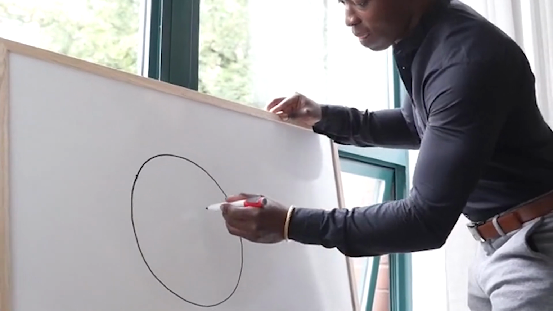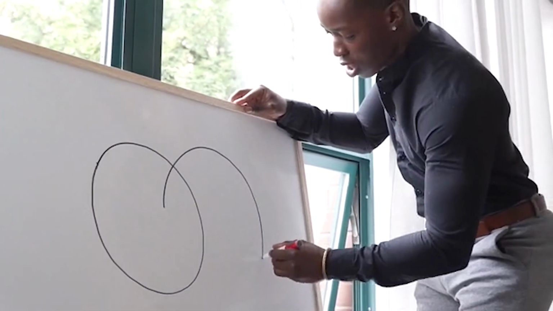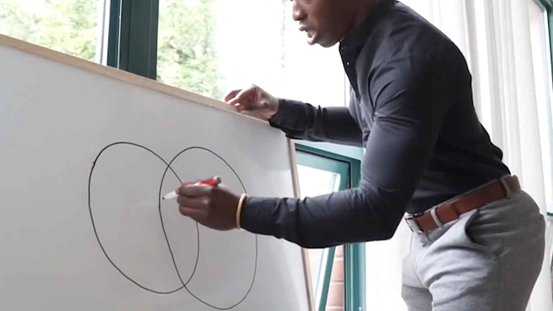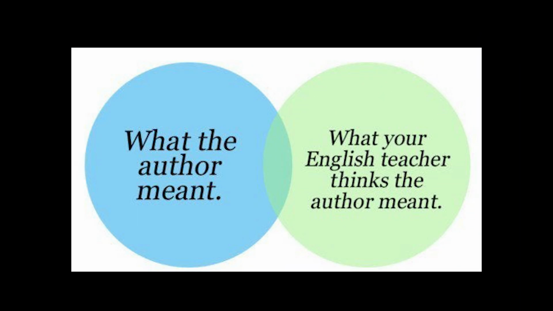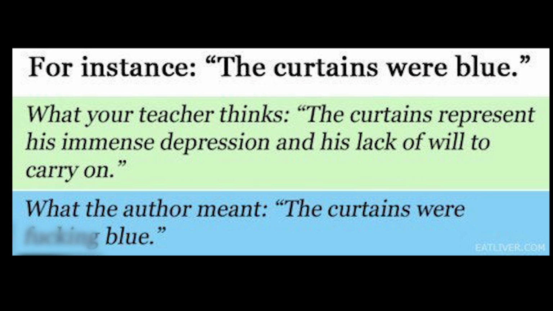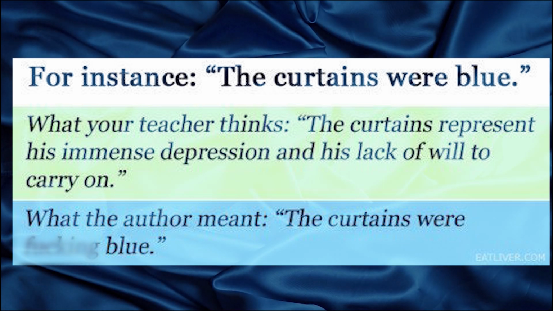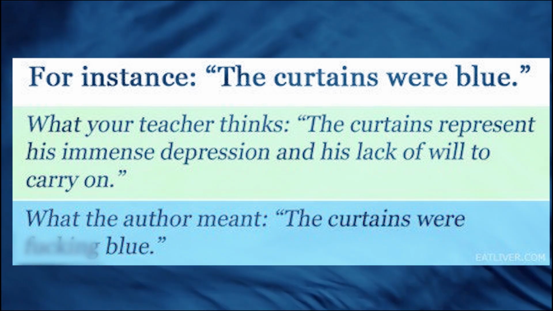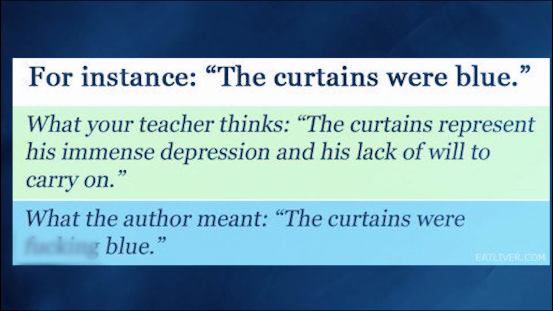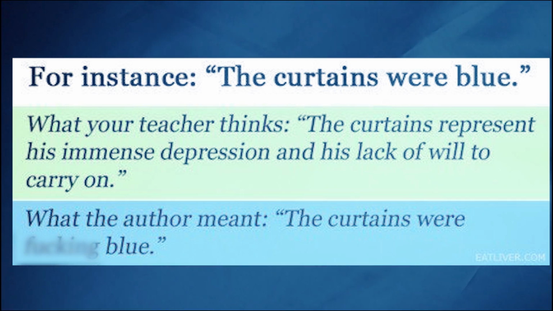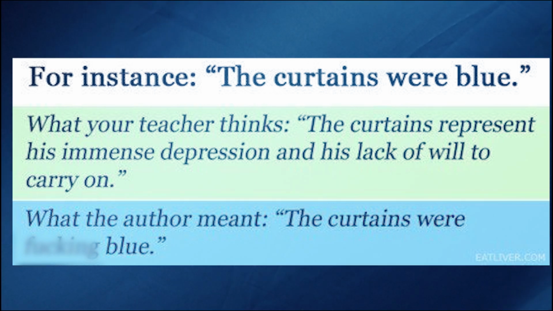Image. A Venn diagram, made up of two barely intersecting circles, one blue, one green. In the blue circle to the left is text which reads, "What the author meant." The green circle on the right reads, "What your English teacher thinks the author meant." Underneath the two circles, text. It reads as follows. "For instance, the curtains were blue. What your teacher thinks: The curtains represent his immense depression and his lack of will to carry on. What the author meant: The curtains were fucking blue."